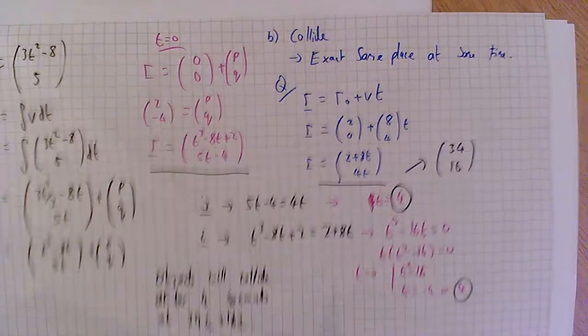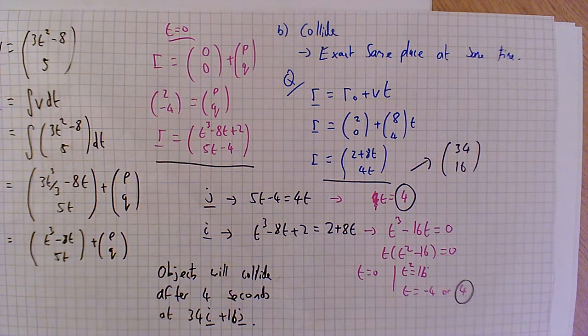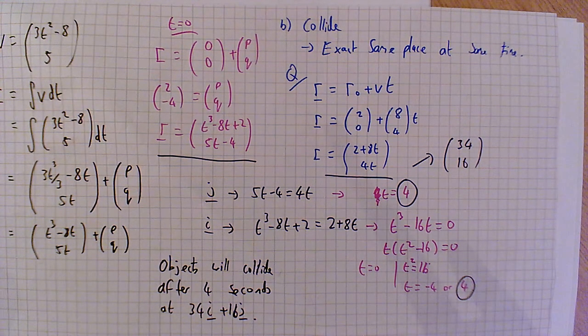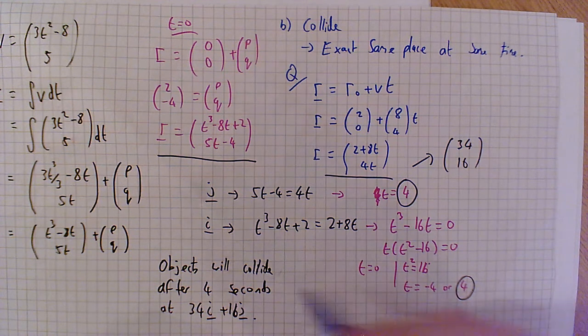Okay? So it's that idea that for them to collide, they have to be in the exact same location, so the i components have to match, the j components have to match, and that has to happen at exactly the same time, so the same value of t for both of those situations. Okay, that's the end of this lesson. It's actually the end of this unit as well, and it's the end of all of the mechanics course for the A-level. So you've completed the mechanics A-level, well done.